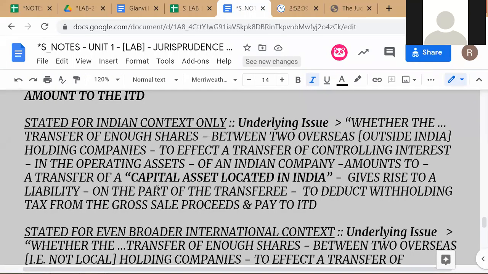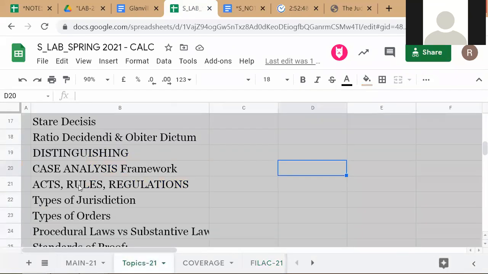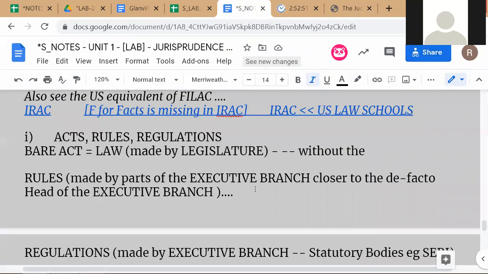So let's go on to our next topic, which you can see under the topics. The next topic is acts, rules, and regulations. Just something to be aware of: there's a term called Bare Act, which we use. The way the lawmaking process works is that you have these terms in acts, rules, and regulations, and the law is made by the legislature. This is what we call the Bare Act. Bare means it's alone, stripped of the rules and the regulations.